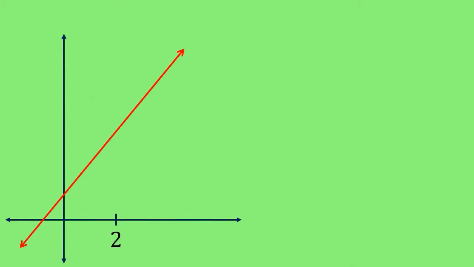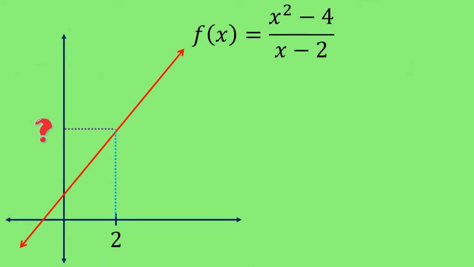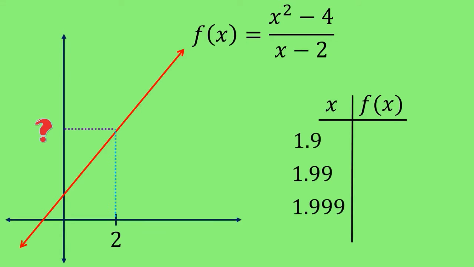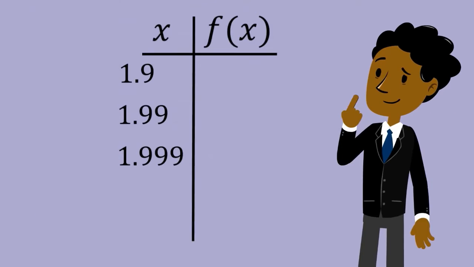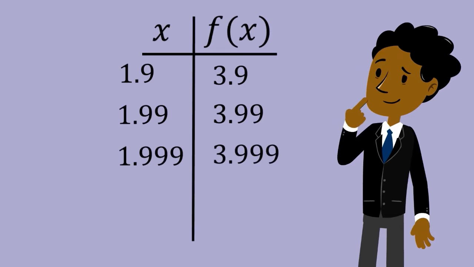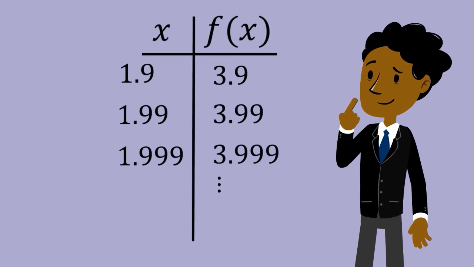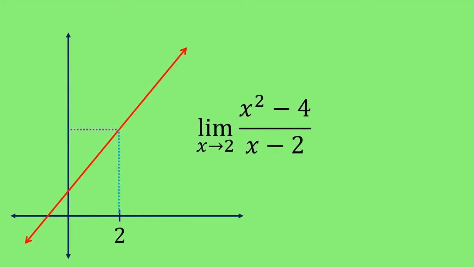Let's see how this works with yet another function. Let's go ahead and use x squared minus 4 all divided by x minus 2. Like before, we are interested in what value the function approaches as we use x values close to 2. Let's go ahead and choose some inputs like 1.9, 1.99, and 1.999. When we use these, we get values of 3.9, 3.99, and 3.999. From these, it appears that the function is approaching 4. So again, we say that the limit of the function as x approaches 2 is 4.